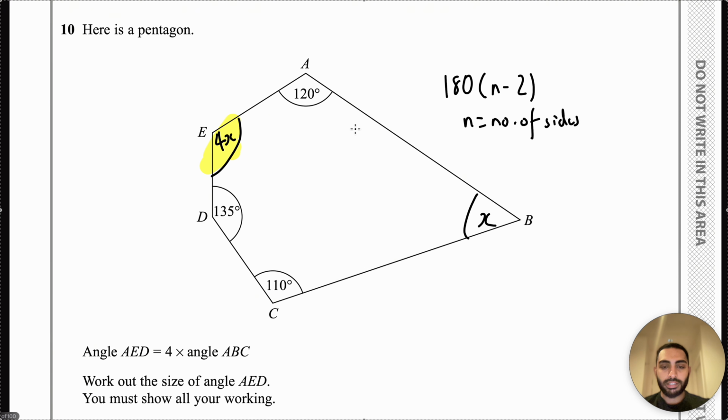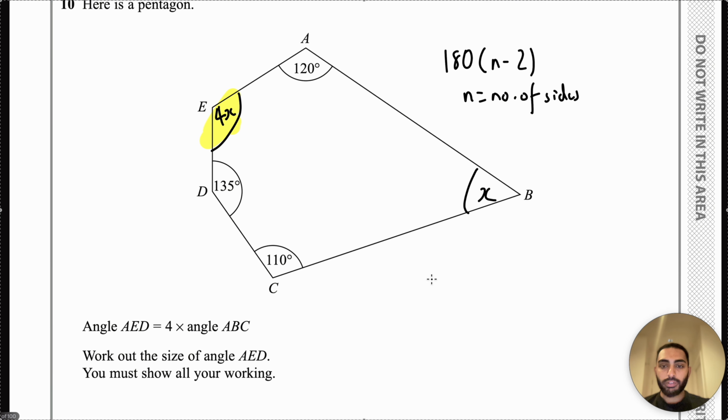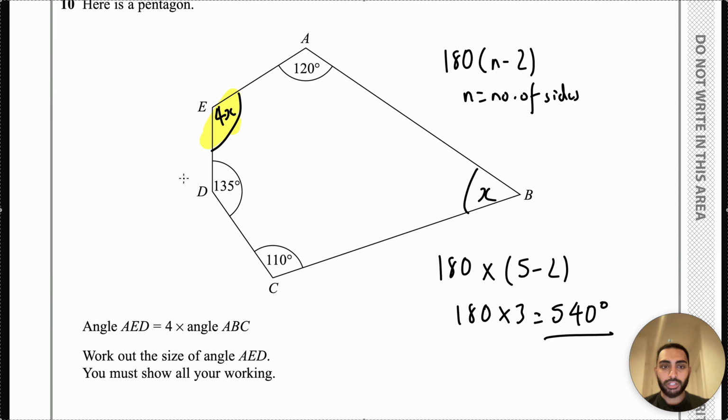It's told us it's a pentagon, so it's got 5 sides. So we're going to do 180 multiplied by 5 minus 2, 180 multiplied by 3. 18 times 3, so 18, 36, 54, so it's going to be 540. The total angles in all of these will be 540. So I just need to find out what these two are. I'm going to create an equation using this piece of information and all of these.